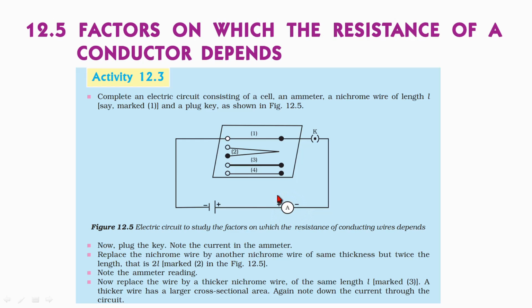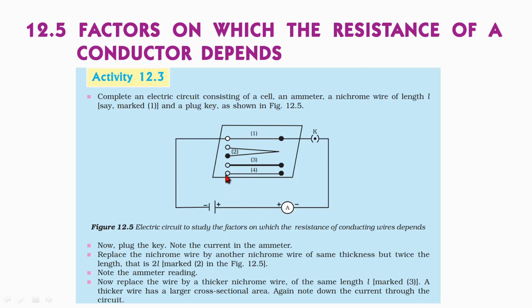Next, instead of taking nichrome wire, connect the copper wire. Situation 4 is a copper wire. Let the wire be the same length and same cross section area as the first wire. Note the value of current. This is the most important part which we need to understand. This is also relevant to our day-to-day practical life. I will just explain this.